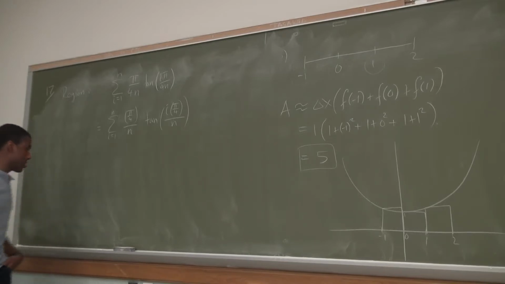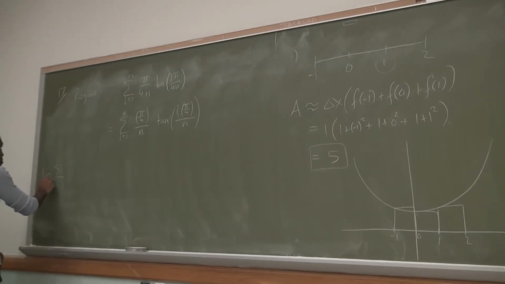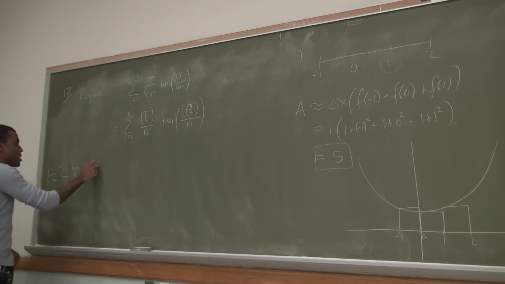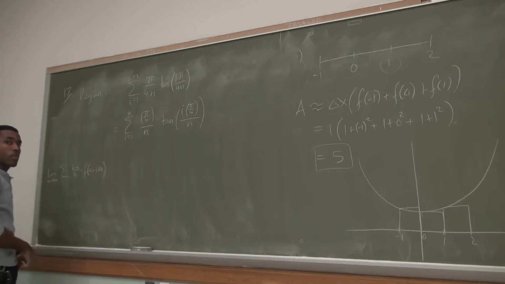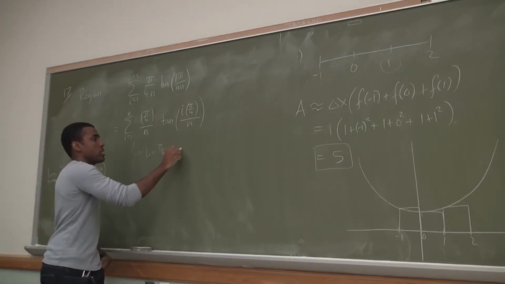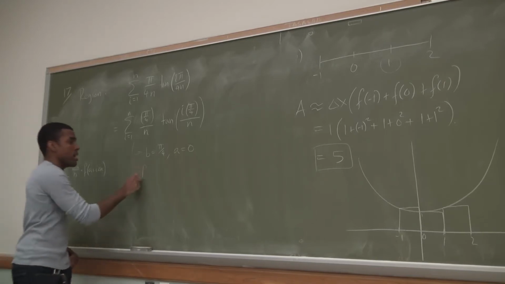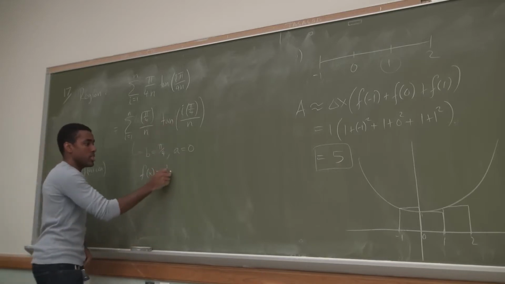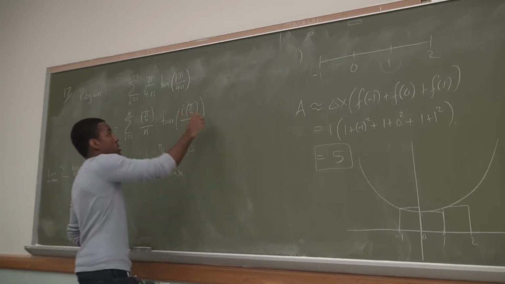Why did I do that? Remember there's something I'm trying to match it up to, right? B minus A over N times F of A plus I delta X. That's what I want it to look like. So what is this telling me here? I over 4 is delta x. This tells me that B is pi over 4, A is 0, right? And what is my f of x? It would be 0 plus I times delta x, so it's just tangent x.